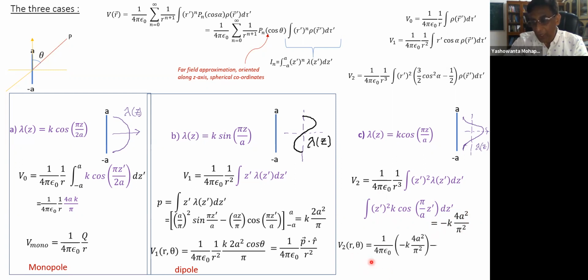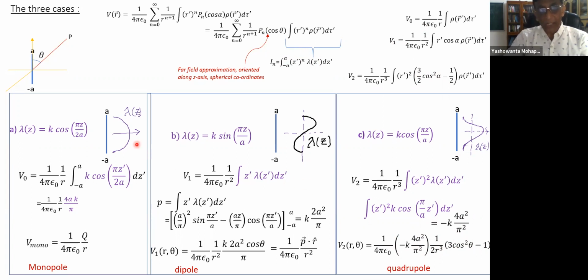So V2 r theta, I can write down as 1 by 4 pi epsilon naught, this 1 by 2 r cube, 3 cos square theta minus 1. You remember I had taken out this. So this term is there. So 3 by 2 cos square theta minus half term, I translate it here. So this half has gone out, 1 by 2 here. r cube is there, 3 cos square theta. Cos square alpha becomes cos square theta, and this integral is this integral here. And this is my quadrupole term.